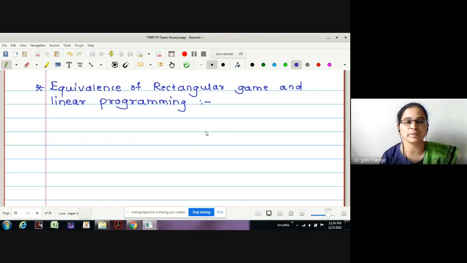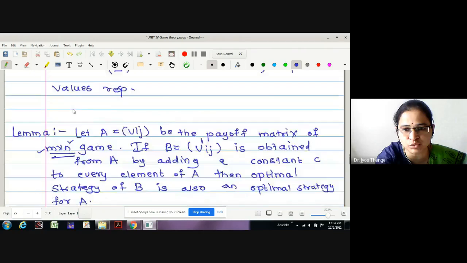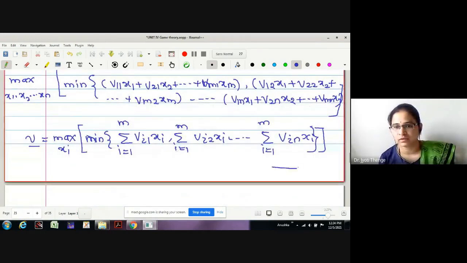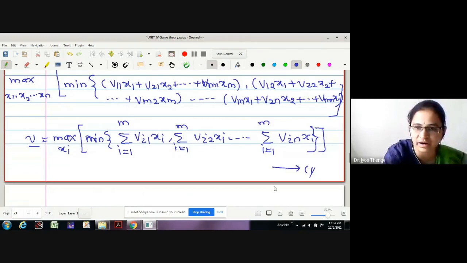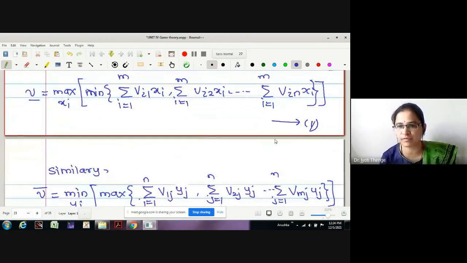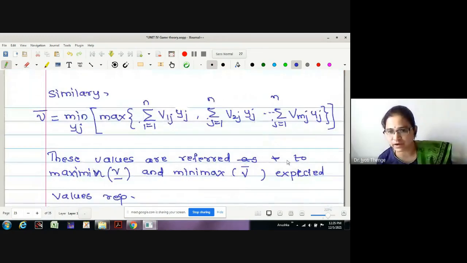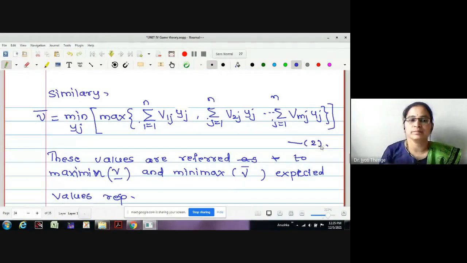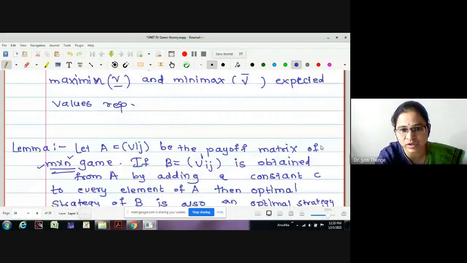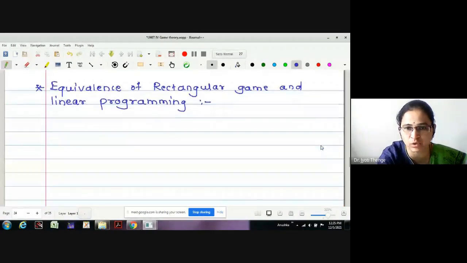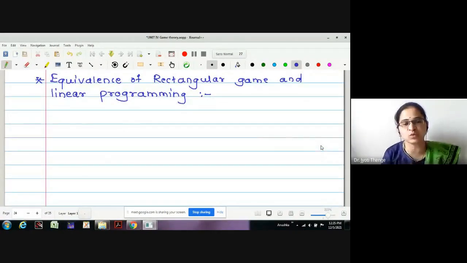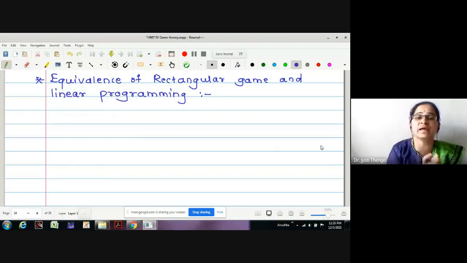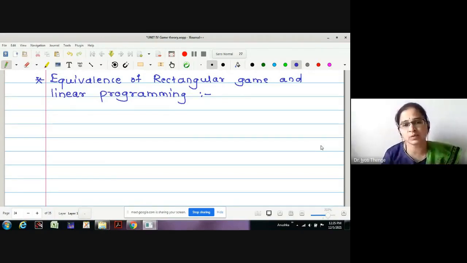Now, in order to obtain the equivalence, we are going to use these two statements. Which two statements? The maxmin criteria, or maxmin value of player A, and the minmax value of player B. Here we will write first with respect to player A only. That is, we will construct an equivalence between a rectangular game with respect to player A and linear programming. Once we establish this, we can easily go on to player B.